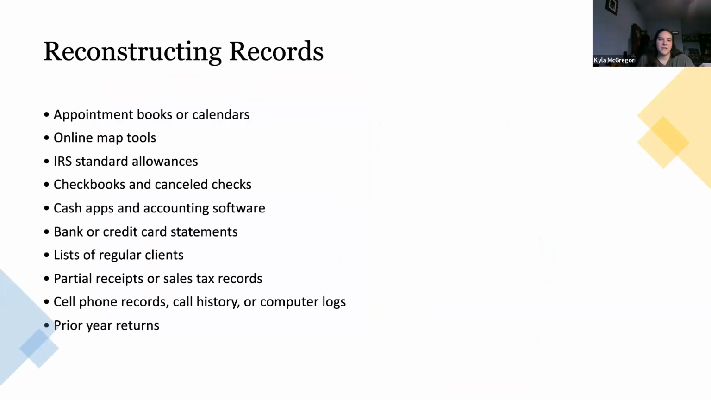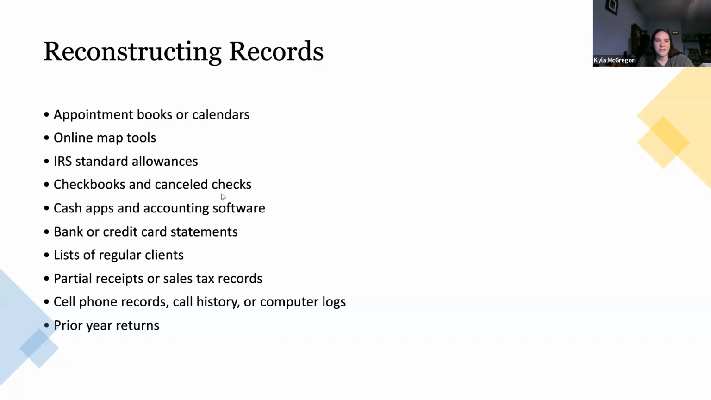So sometimes, like I mentioned, clients aren't always on top of their books so much. So things that we can suggest that they use: have them check their calendars to see when they were meeting with clients, or if they are old school and use the little appointment books or physical calendars. We can have them go on their mapping app on their phone to see if they have the tracking settings on, so we can say, okay, you drove to these places, so they can recalculate the mileage. We can use IRS standard allowances if they can't come up with things.